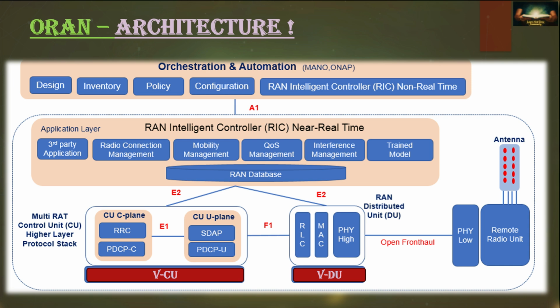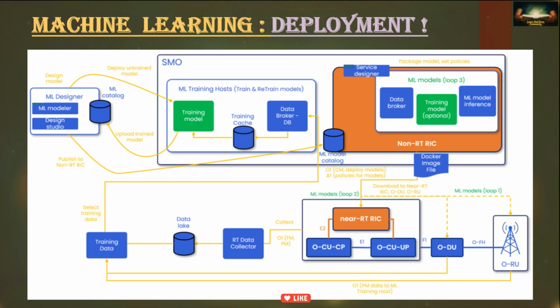In the Open RAN architecture, RIC is further classified into near real-time RIC and non-real-time RIC. The near real-time RIC controller connects to the CU and DU units through the E2 interface, and it connects with the non-real-time RIC through the A1 interface. Near real-time RIC can control mobility management, QoS management, interference management, radio connection management, etc.